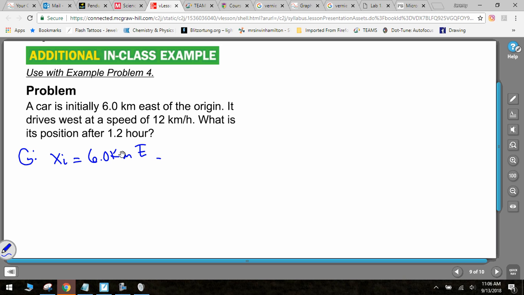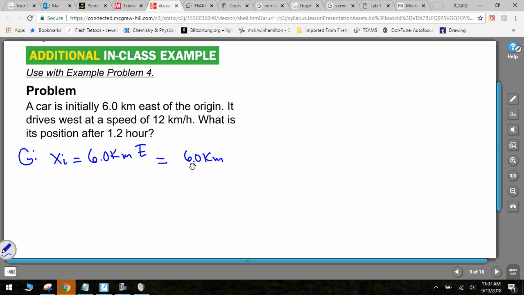Okay? Now let's make sure that we take this east and tell it what it is. Remember, direction is just positive or negative, right? So east is positive on our coordinate system. So that means we're just going to have 6.0 kilometers. Okay? And it says it drives west at a speed of 12 kilometers per hour. Now, they told us speed and direction, so what did they really tell us?